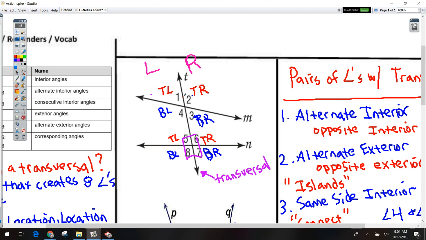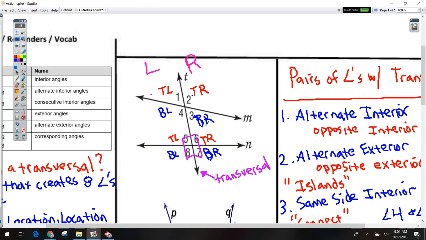What we need to establish here is a couple of words. You'll notice that you'll see to the right here, alternate. Alternate just means on opposite sides. So if you're on the left side of the transversal, the partner is going to be on the right side. Same side: if you're on the right side of the transversal, you're going to continue to be on the right side.